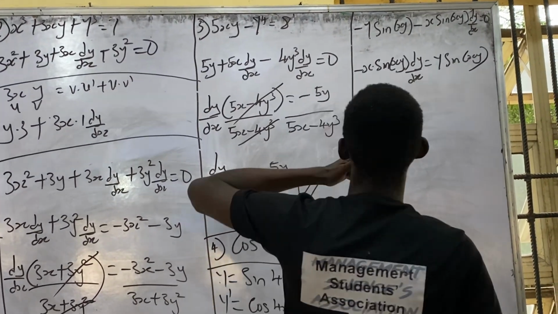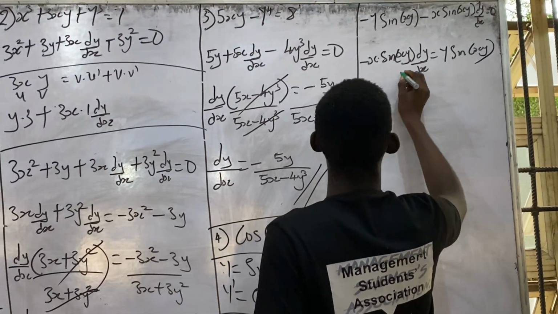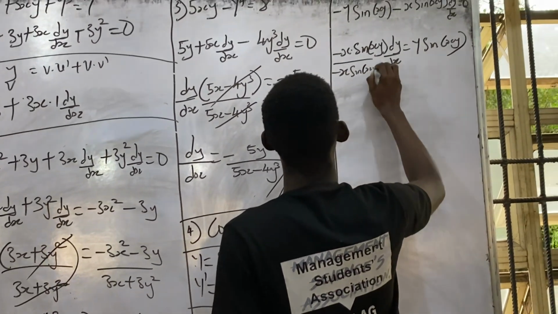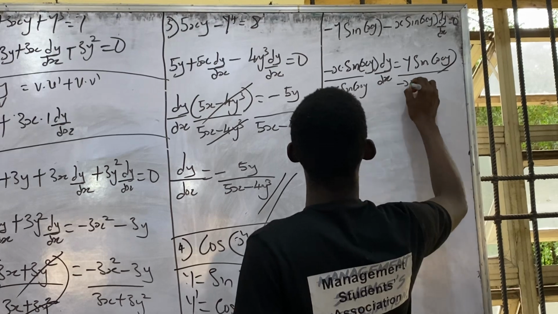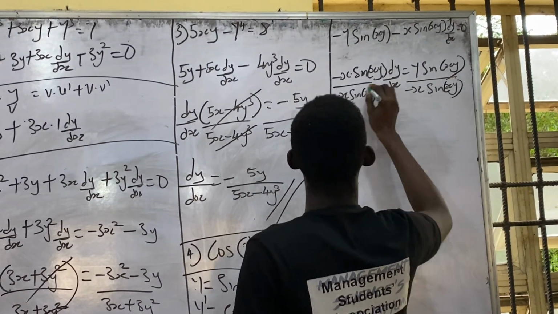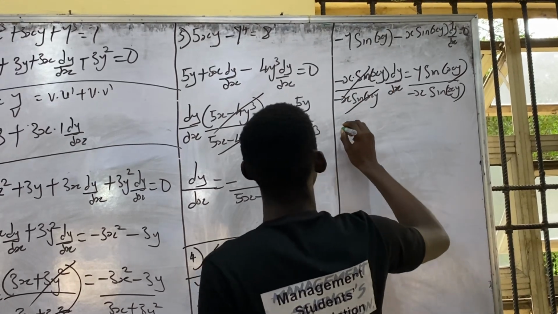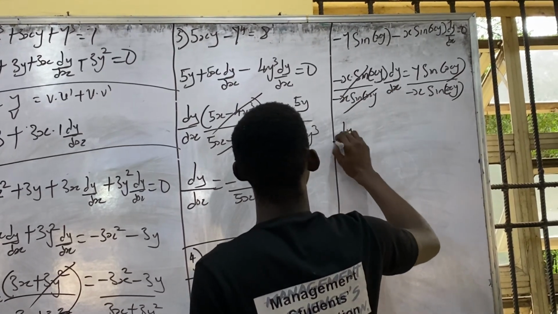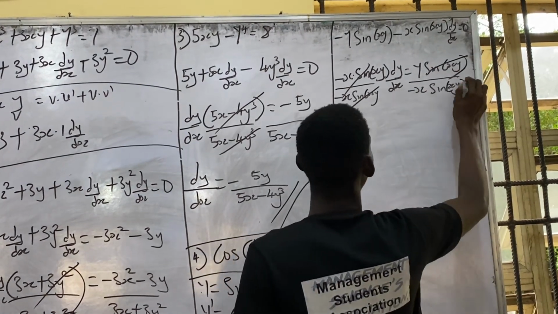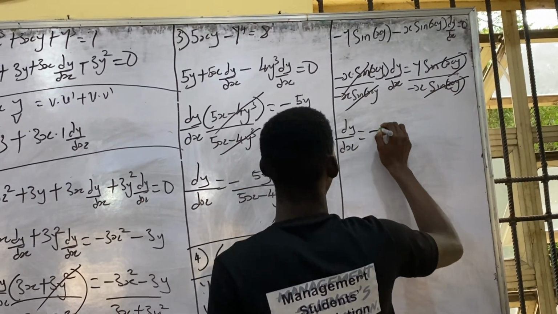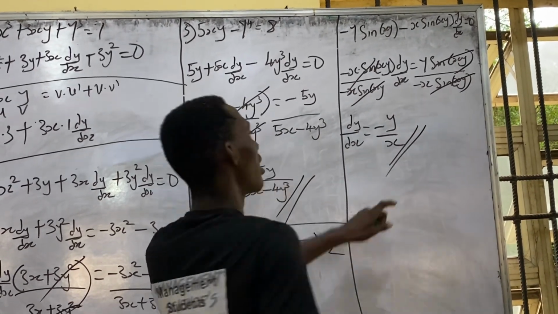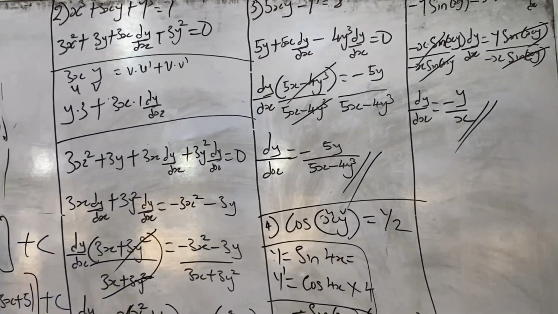Then we divide both sides by minus x sine xy over minus x sine xy. So this will cancel this. Therefore, our dy over dx is equal to, this will cancel this. So therefore, we can say our answer is minus y over x. This is our final answer for question 4.